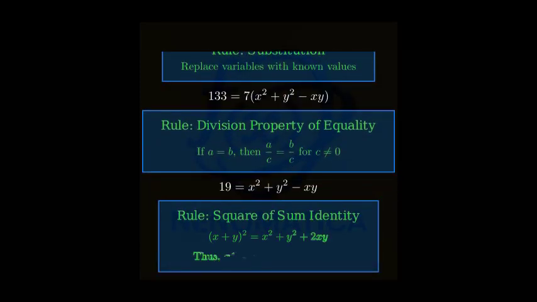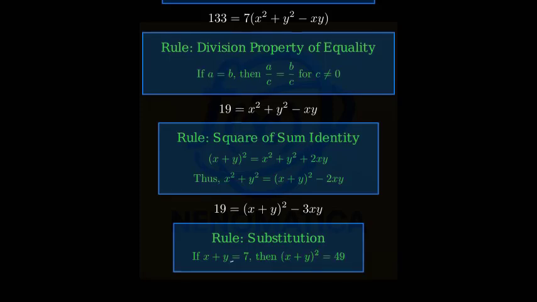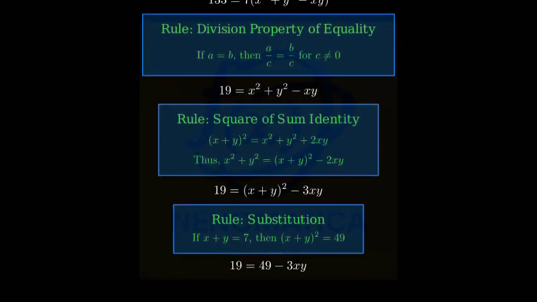Now, we'll use another algebraic identity. We know that x plus y squared equals x squared plus y squared plus 2 times x times y. We can rearrange this to express x squared plus y squared in terms of x plus y squared and x times y. Since we know that x plus y equals 7, we can say that x plus y squared equals 49. Let's substitute this value into our equation.